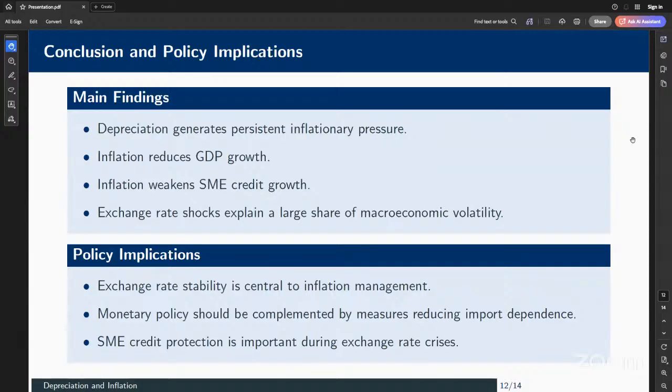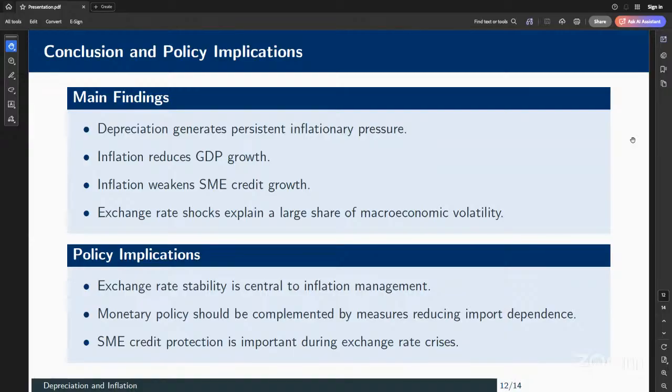As the conclusion and policy implications, the main findings: the first, depreciation generates persistent inflationary pressure. Second, inflation reduces GDP growth. Third, what we can say is inflation weakens SME credit growth. Fourth, exchange rate shocks explain a large share of macroeconomic volatility.